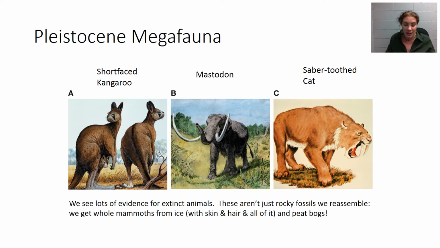Other things like mammals, we can get whole mammals out of ice. We've actually found juvenile, really young mammoths completely encased in ice with fur and everything. It was really impressive. We find whole animals that have been trapped in peat bogs that are extremely well preserved.